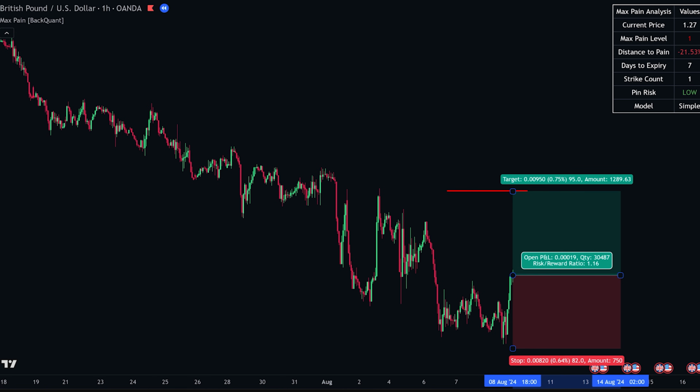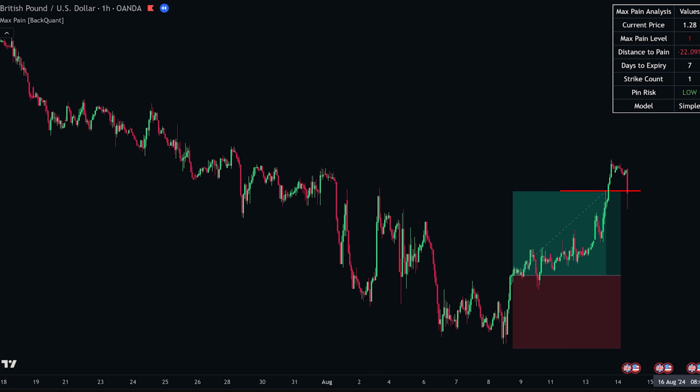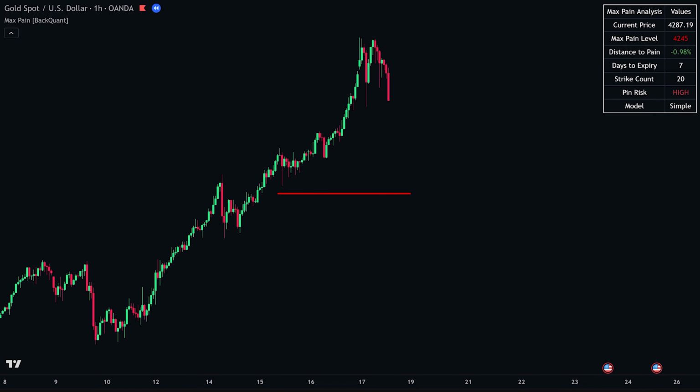That's your main target. If this setup plays out correctly, you'll notice price slowly gravitates back upward, tapping the max pain level as expiry pressure builds. This is one of the simplest setups to backtest because the max pain line acts like a magnet pulling price back toward balance. For a sell trade, the logic is the same but flipped.